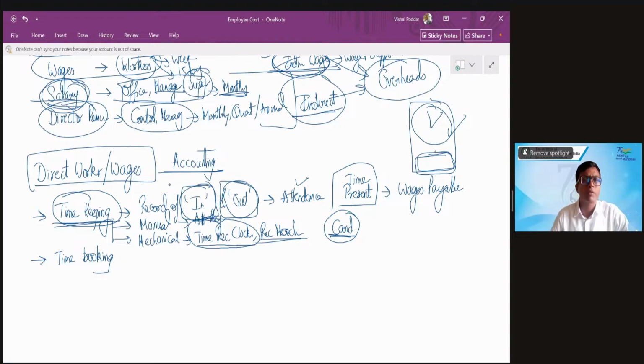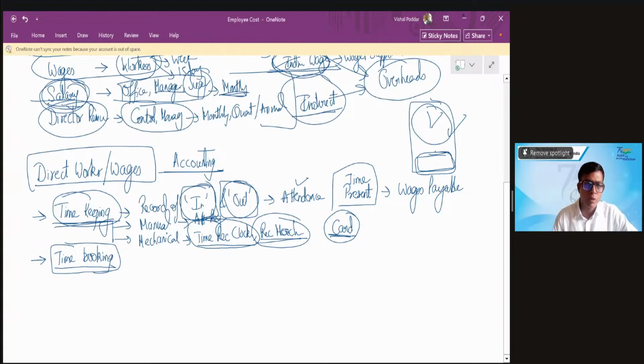And generally in offices, we have the recording machines, which is majorly the thumb machine. In some cases, it is the card swipe machine, right? Now, what is interesting and new to us is the concept of time booking. Now, timekeeping is what we have been seeing from school. It is the recording of attendance. What is this time booking? Now, time booking is something which is only used whenever you are doing costing.